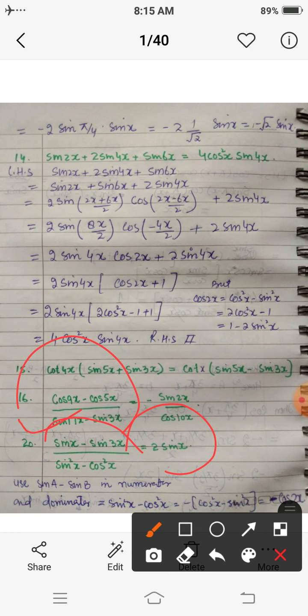So this was about this exercise, exercise 3.3. Inshallah, in tomorrow's lecture we will discuss one of the most important topics of this unit, which is trigonometric equations. So thank you.